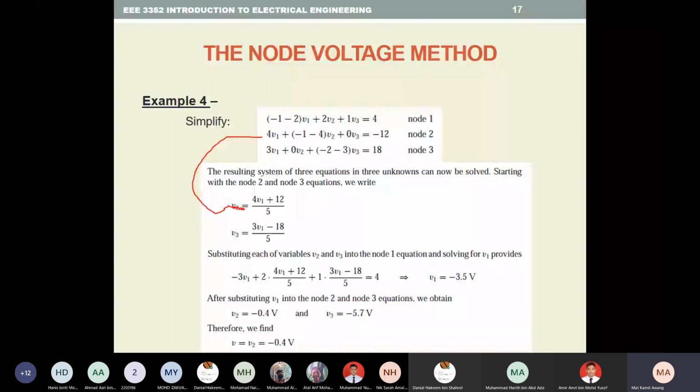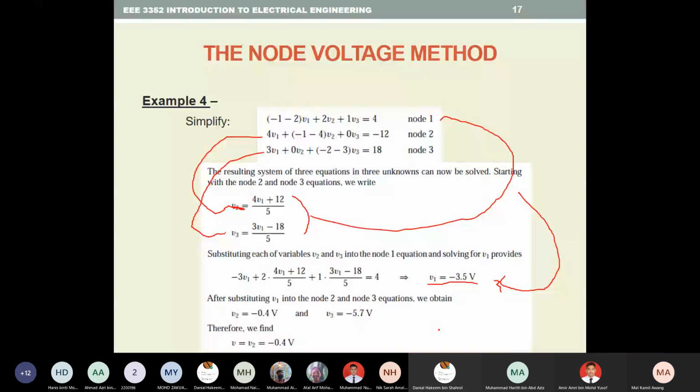and this one actually from here. So V2 and V3. So you substitute this into node 1, in the equation of node 1, then you get this. So you get the value of V1, minus 3.5 volts.